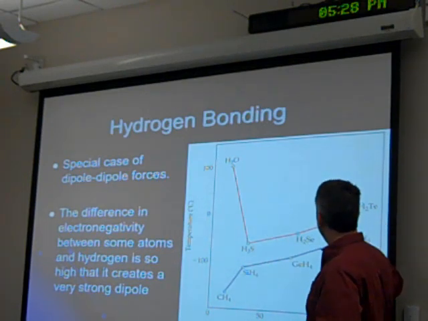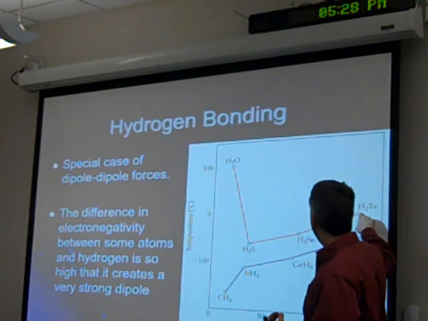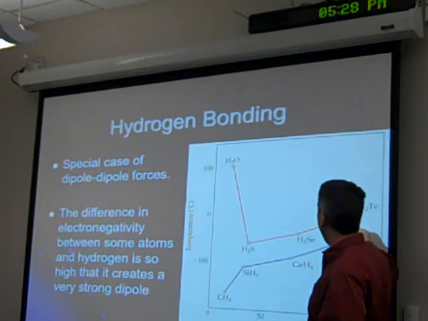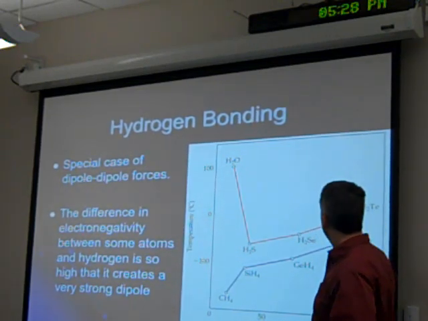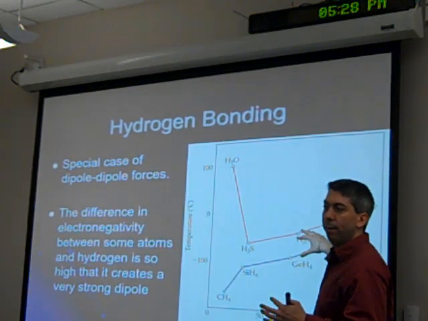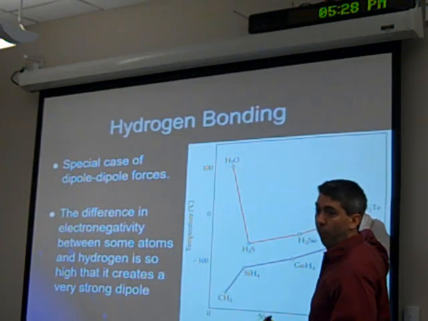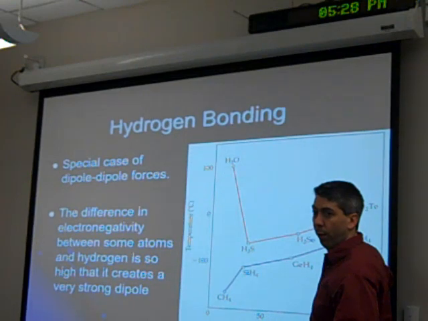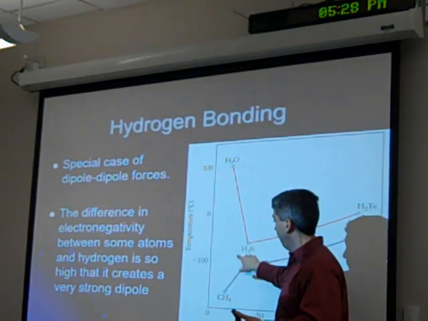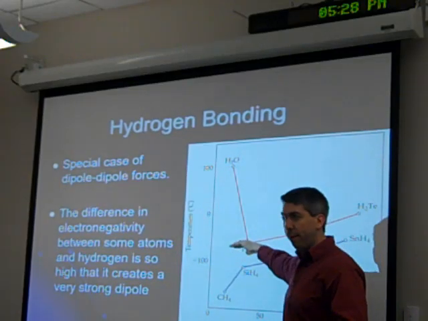So notice SnH4 is a non-polar molecule. H2Te is a polar molecule. As a polar molecule, it has a higher boiling point than SnH4. They have comparable weights. They're about the same weight, close to. But this one has a higher boiling point because it's polar. So that's the difference between polar and non-polar. Polar, non-polar. Polar, non-polar. However, notice that they both go down like this.